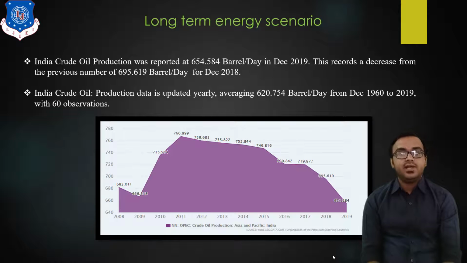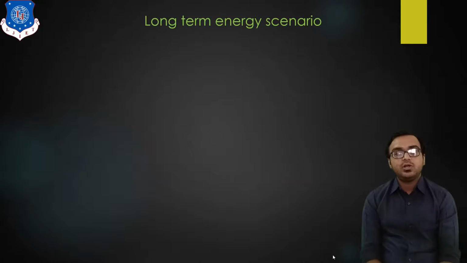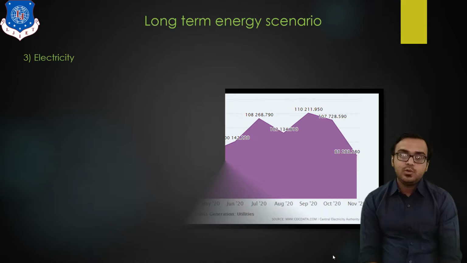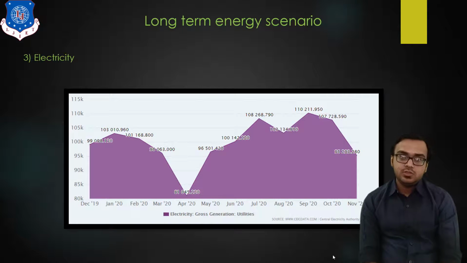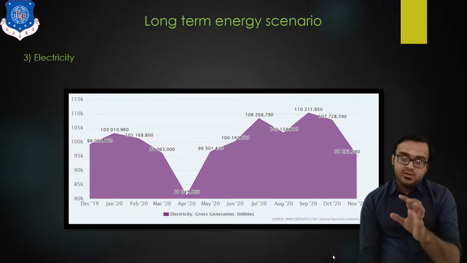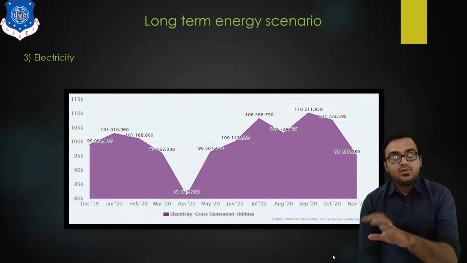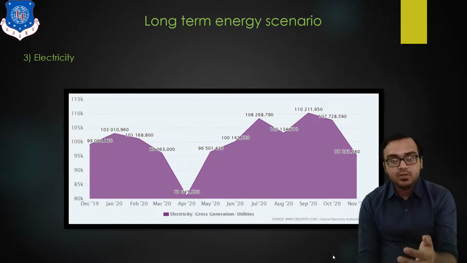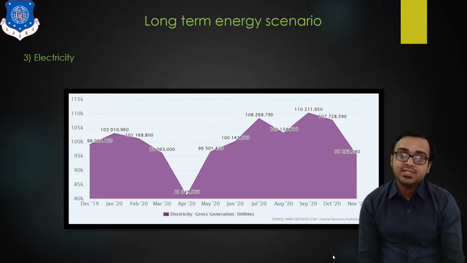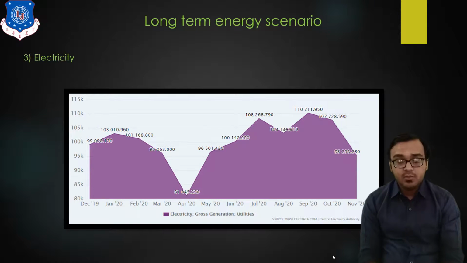Now the next one is electricity. From the government data, what I found is that in November 2020 we consumed 95,293.280 kilowatt of electricity, and if we compare the usage data with the previous month, October 2020, then in October 2020 we consumed 1,07,728.590 kilowatt. So the consumption rate in November decreased.